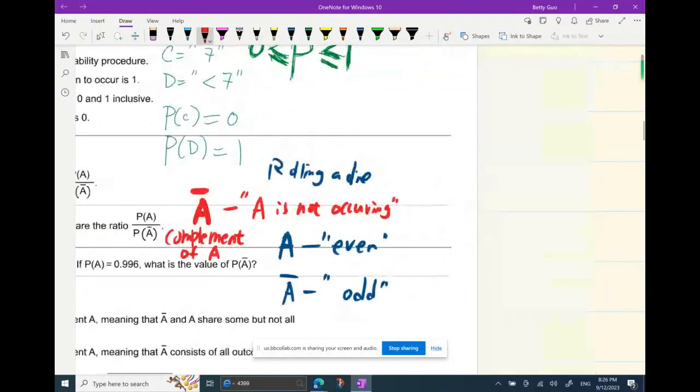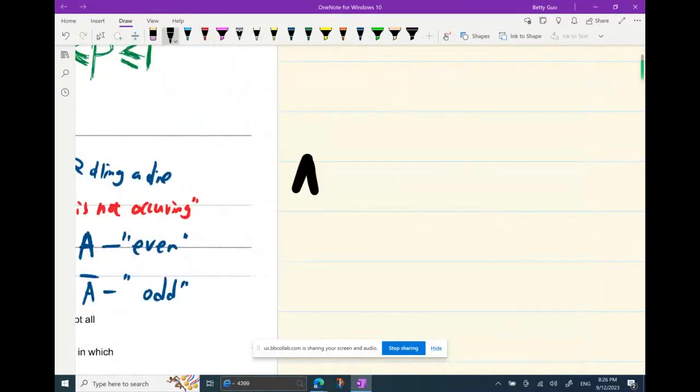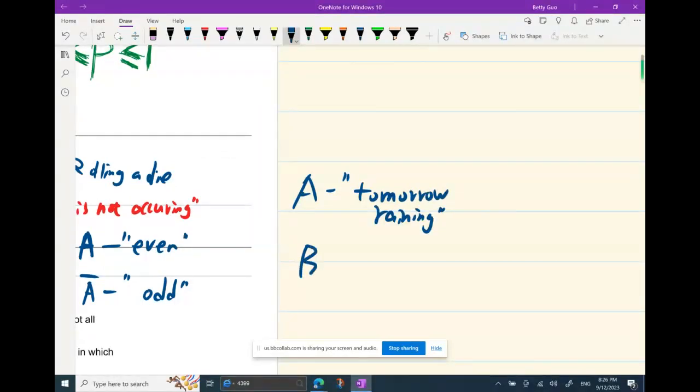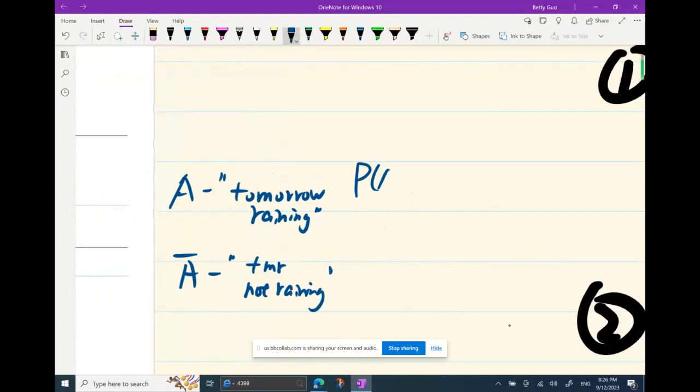Let's use A to represent tomorrow raining. And A bar, what is A bar though? A bar would be tomorrow not raining, right? Let's say somehow we know the probability of A is 20%. Can anybody tell me what is the probability of A bar?